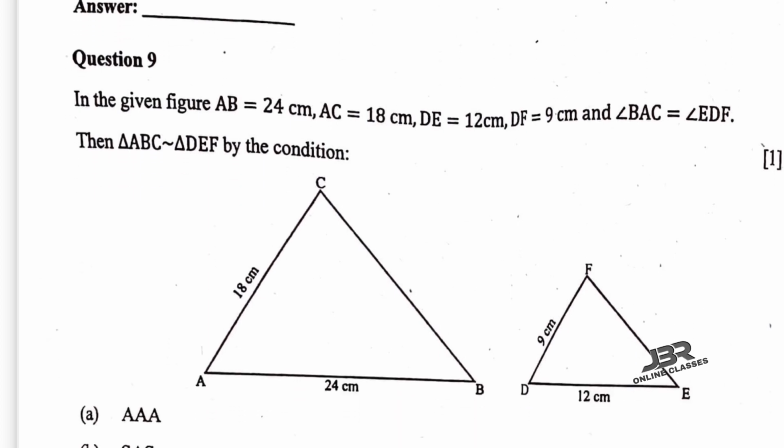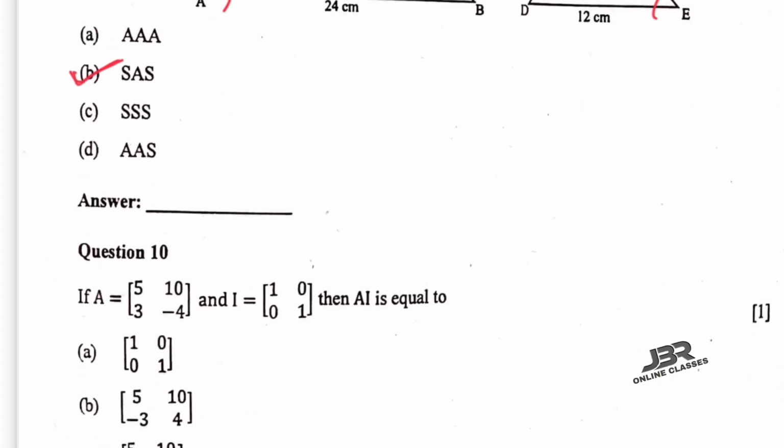In the given figure, AB equals 24, AC equals 18, DE equals 12 centimeters, DF equals 9 centimeters, and angle BAC is equal to angle EDF. Then triangle ABC is similar to triangle DEF by the condition, here your answer is SAS. SAS, that is your answer. Now next one, sum number 10.